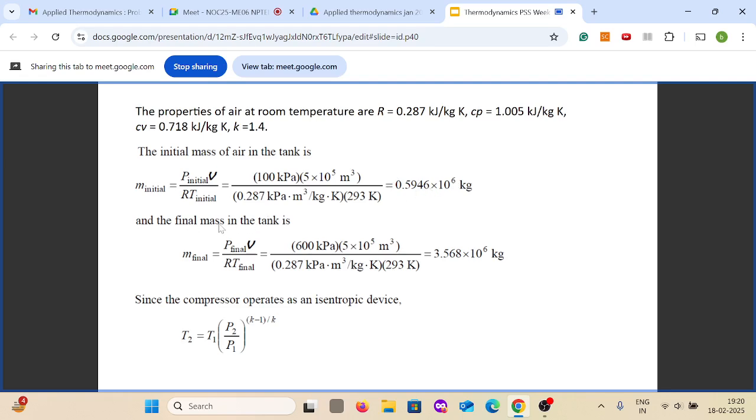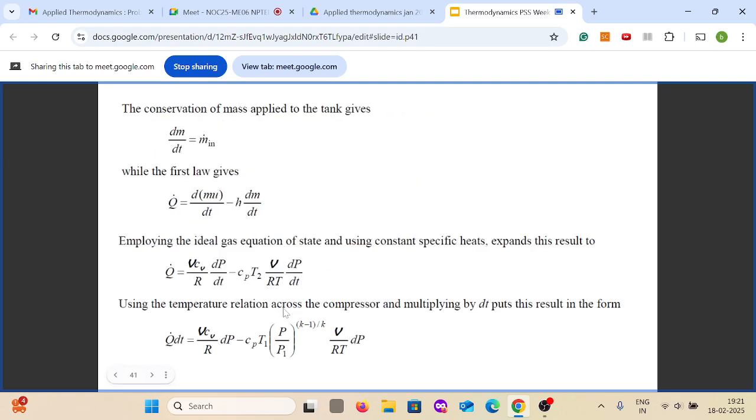Then the final mass in the tank is when the pressure is 600 kilopascal and temperature is 20 degrees Celsius. So same R and T, so only pressure is changing. So mass is 3.568 into 10 power 6 kg. So when the compressor is operating as an isentropic device, my T2 is T1 into P2 by P1 raised to power gamma minus 1 by gamma.